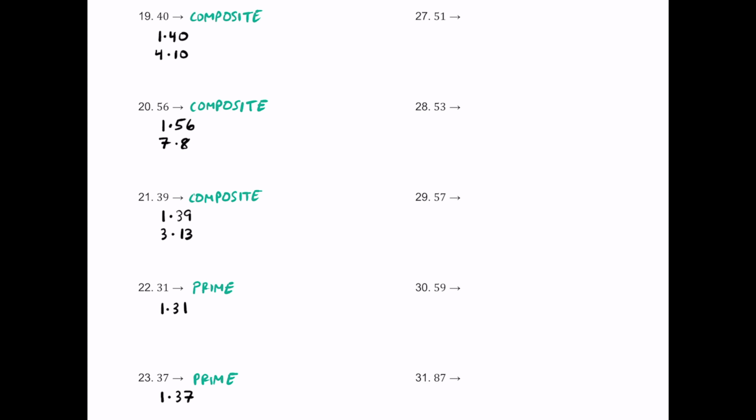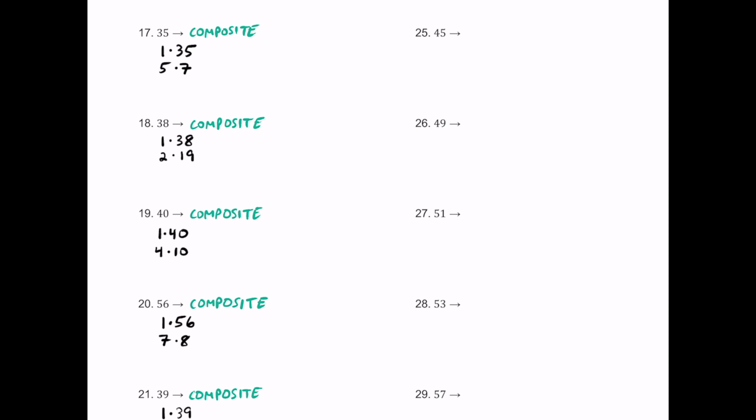All right, let's check out 25. For 25, we have the number 45, so of course we have 1 and 45. It ends in 5, so it's divisible by 5. So 5 times 9 is 45. That makes 45 composite. You could have also used 3 times 15. That would have been fine as well.